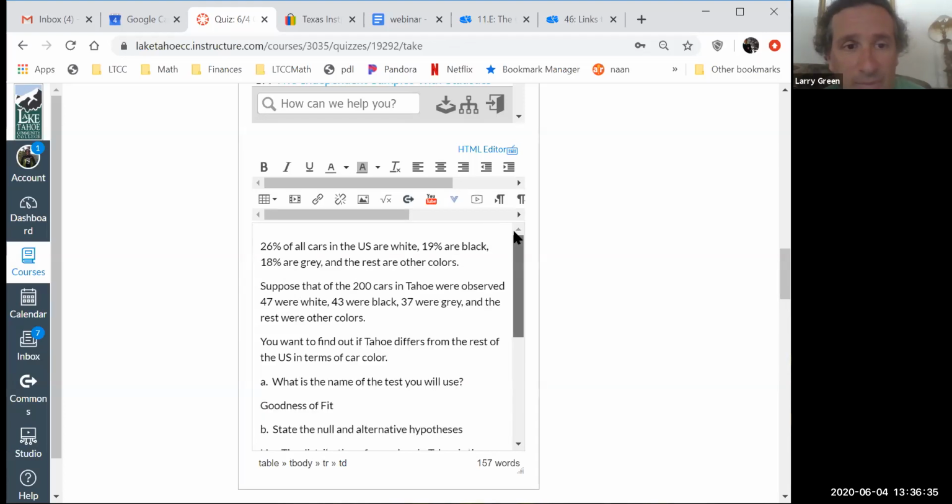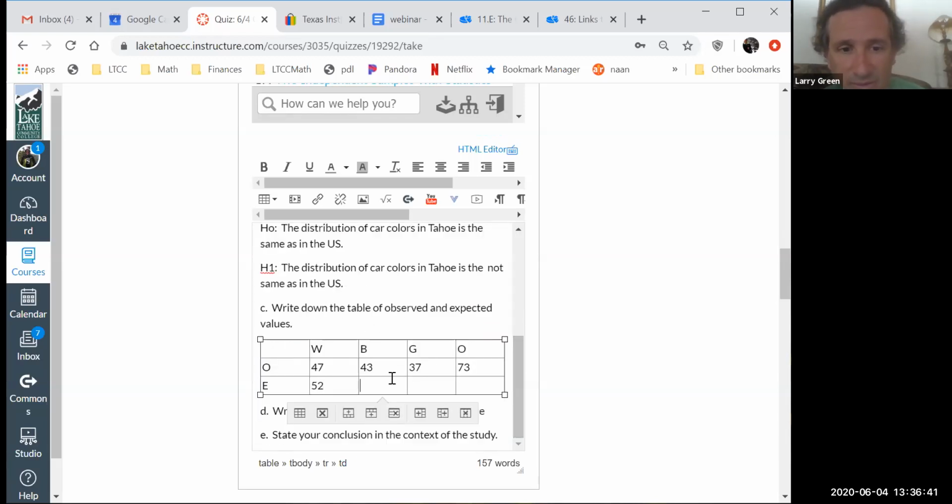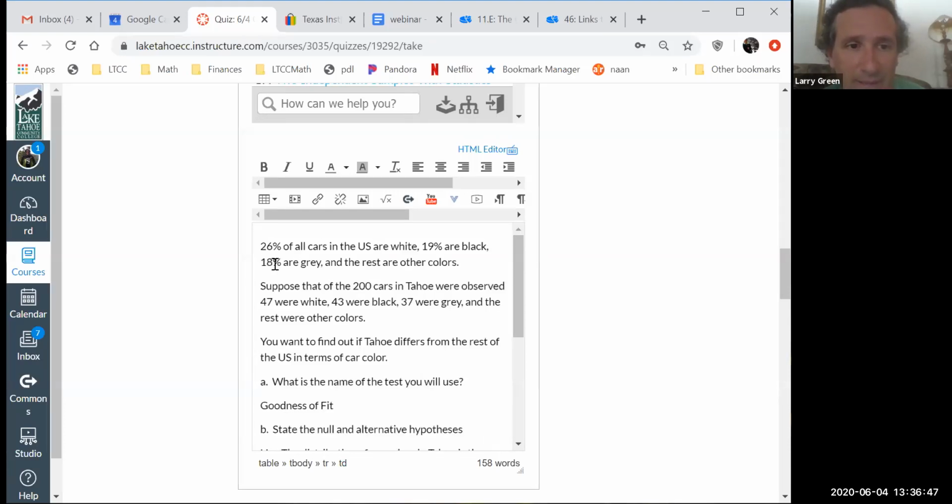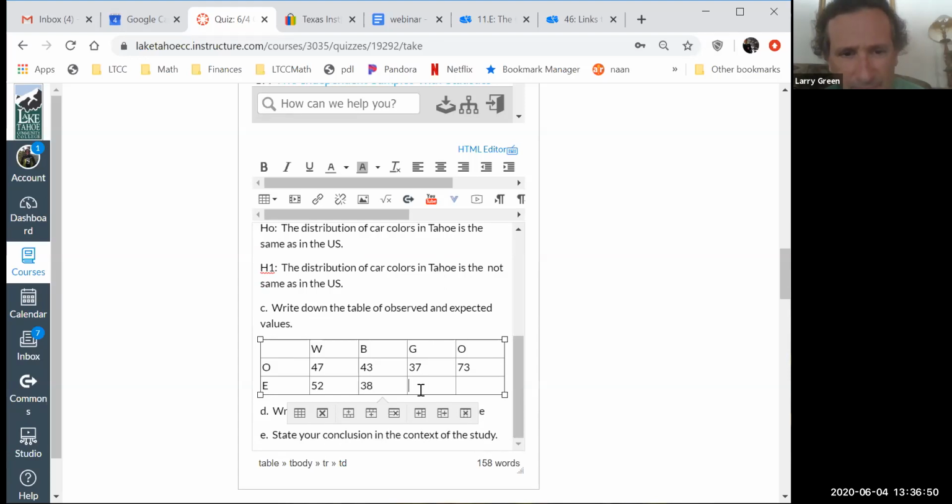And similarly for the blacks, we want 19%. 19 times 2 is 38. And then for the grays, 18%. 18 times 2 is 36. And then for the others, we can subtract from 200, just like we did before. So first thing, we have 90, 126. So that is 74, if I did it in my head right. Any questions at all on the table?